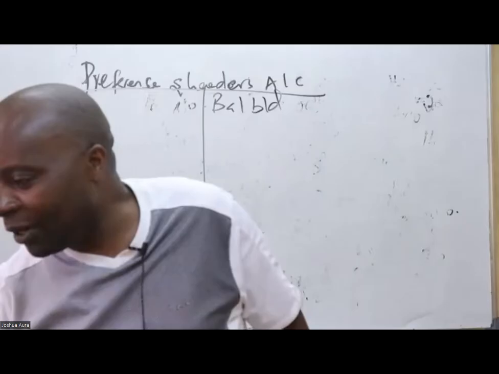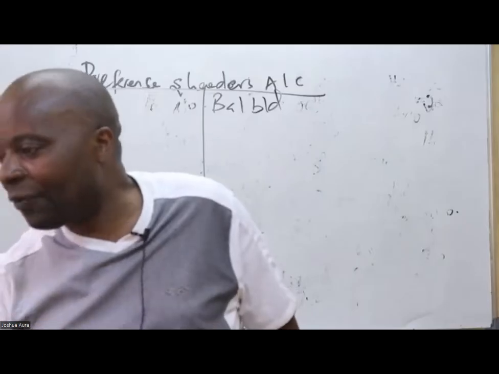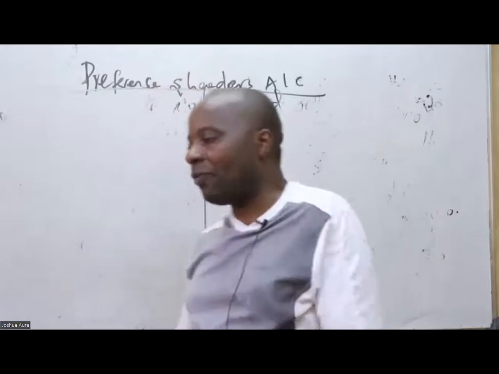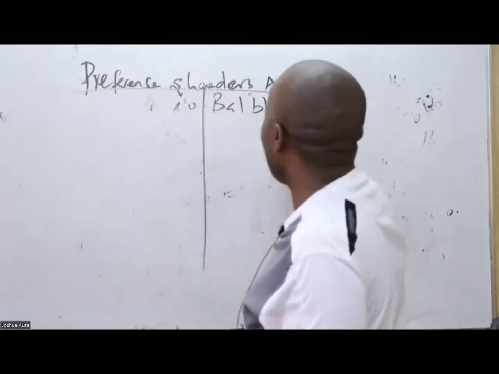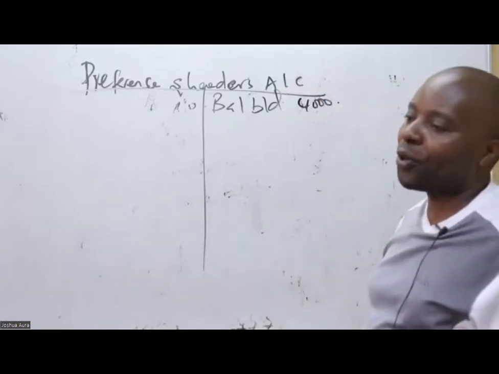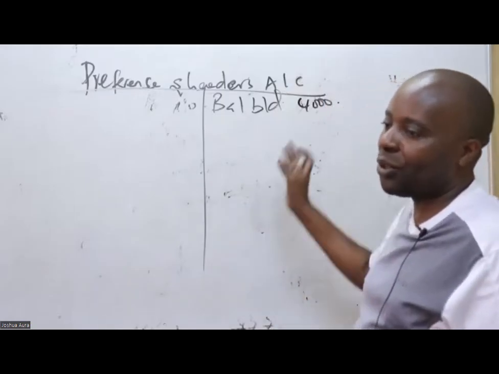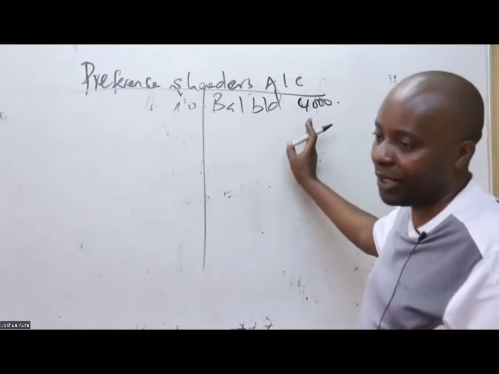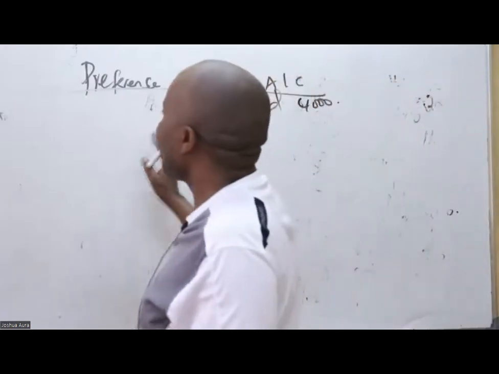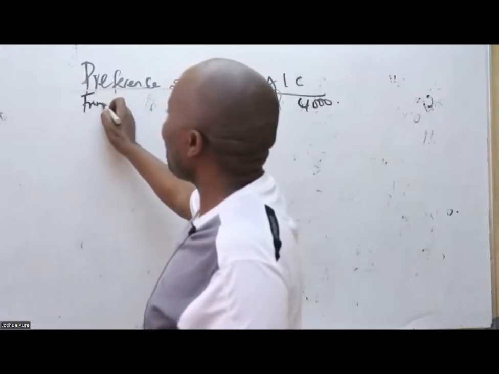Great. So from the preference shareholders, what do we have? Somebody here. 4,000, right? Balance brought down is 4,000. So in this case here, they are not going home empty-handed. Don't tell me to realize the entire, no, they're not going home empty-handed. They are getting something from Zawadi. What are they getting from Zawadi?